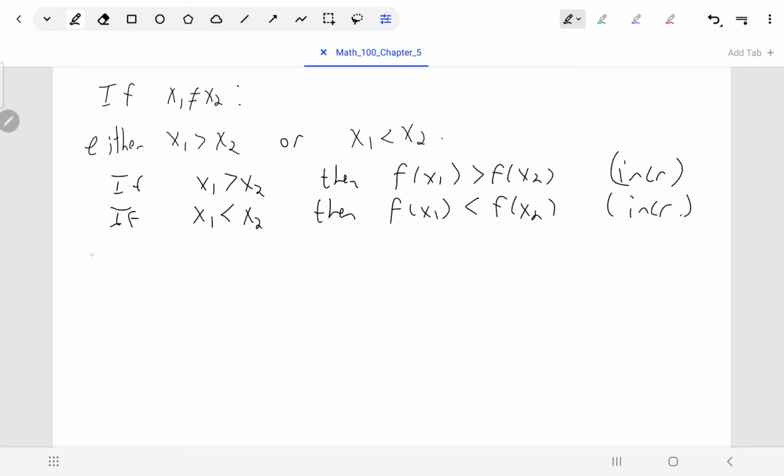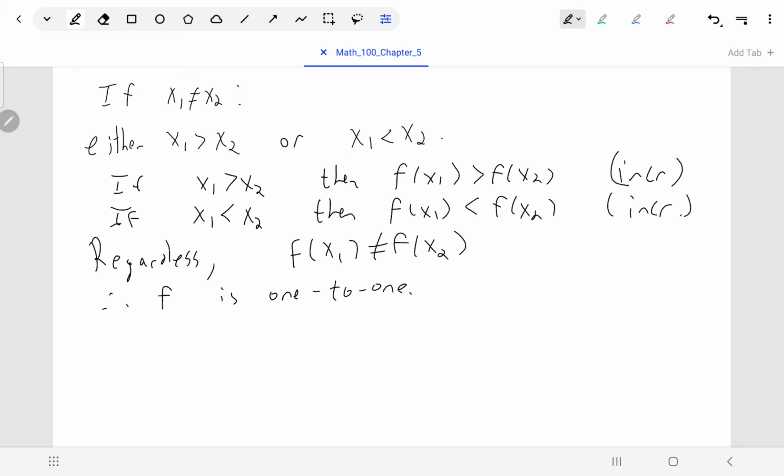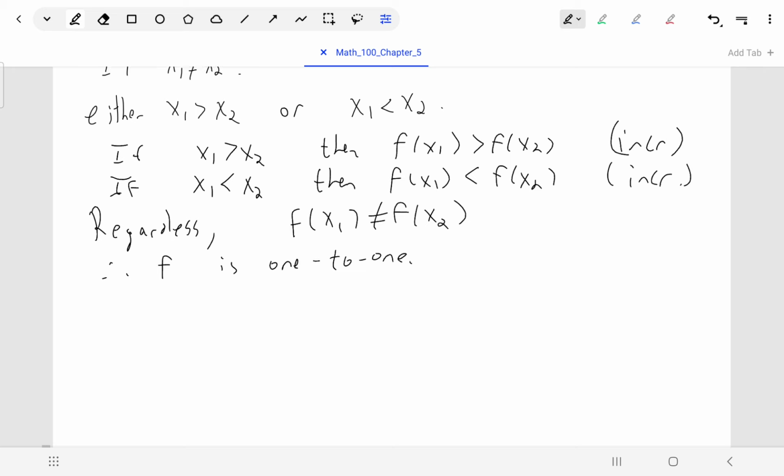And so either way, no matter what happens, whether x1 is bigger than x2 or vice versa, we get that f of x1 and f of x2 don't have the same value because one is going to be bigger than the other. So therefore, we are 1-to-1. So we've shown that if we take two different x values and stick them into natural log, we'll get two different y values coming out.